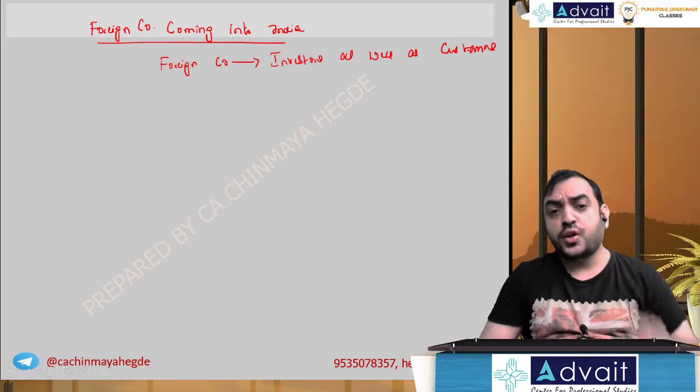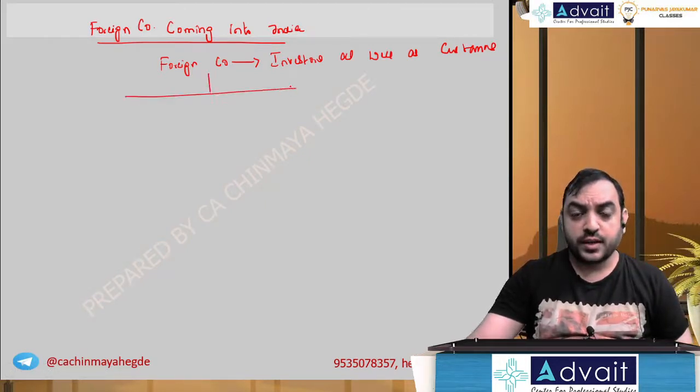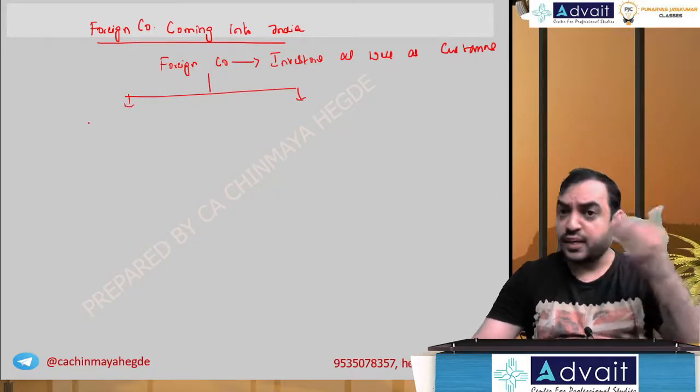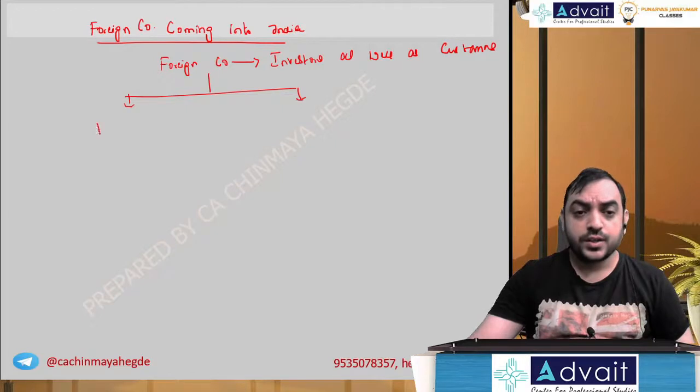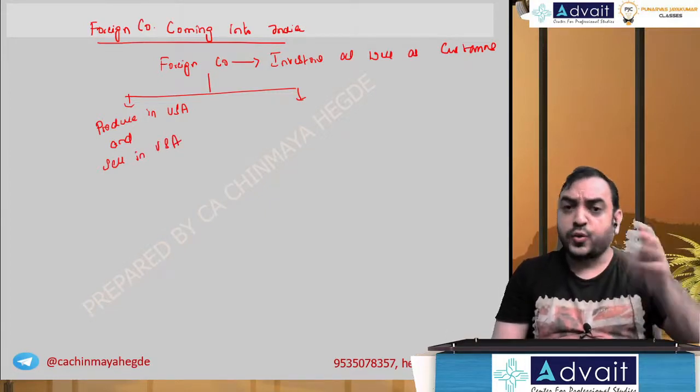So what are the two choices they will have in this type of problem? They will have two alternatives. One alternative is to produce in their country. For example, I'll take the US as the example. Produce in USA and sell in USA. They only produce and they only sell.